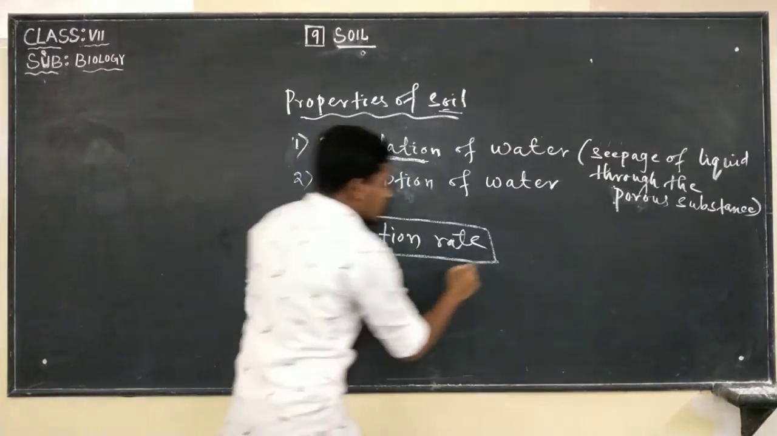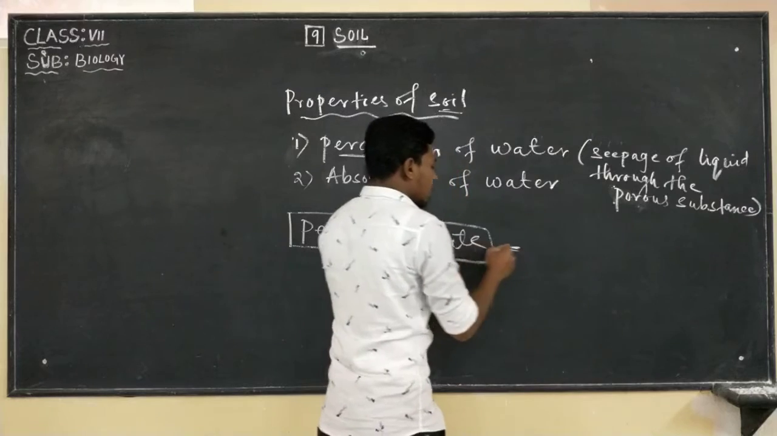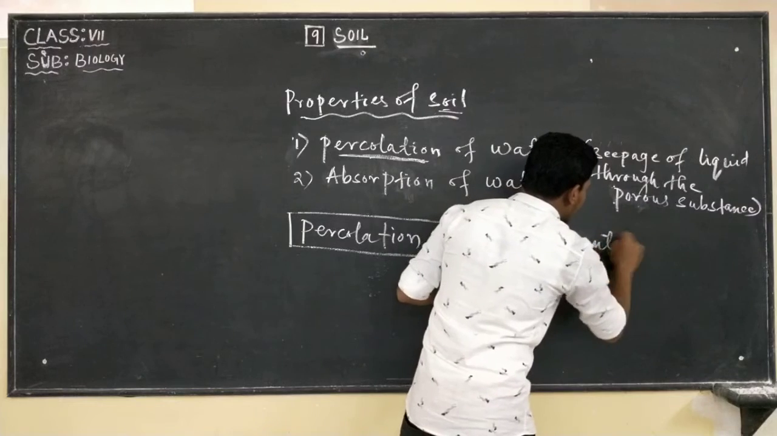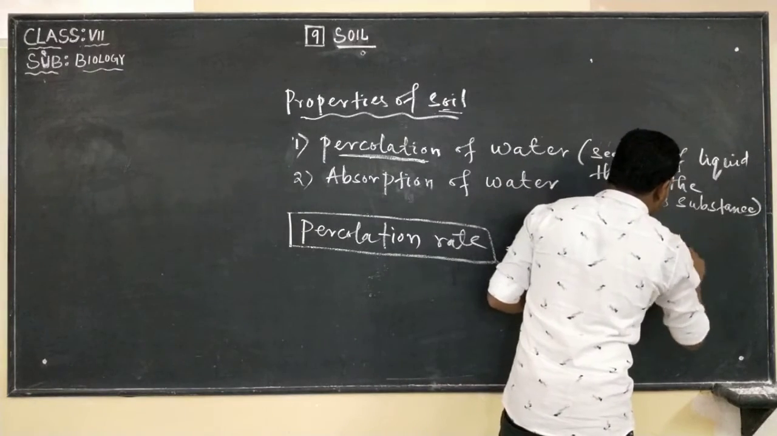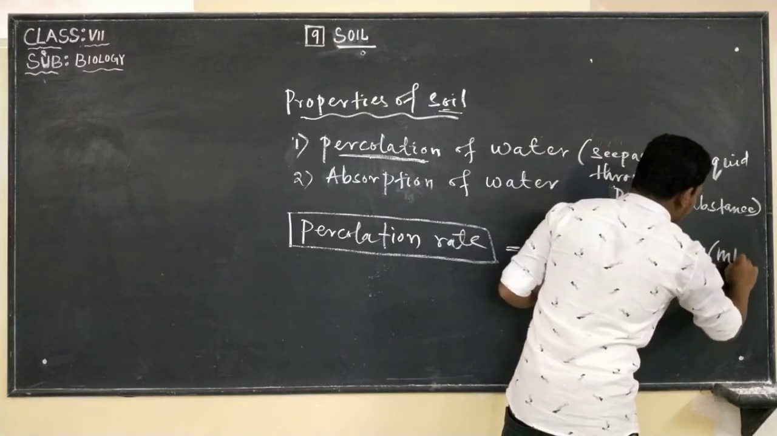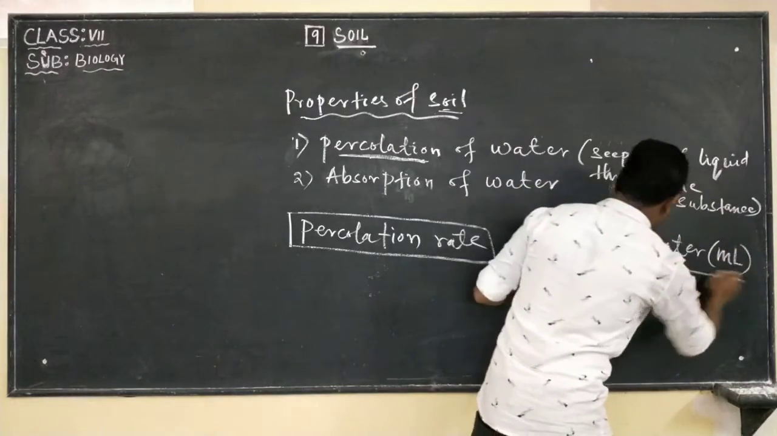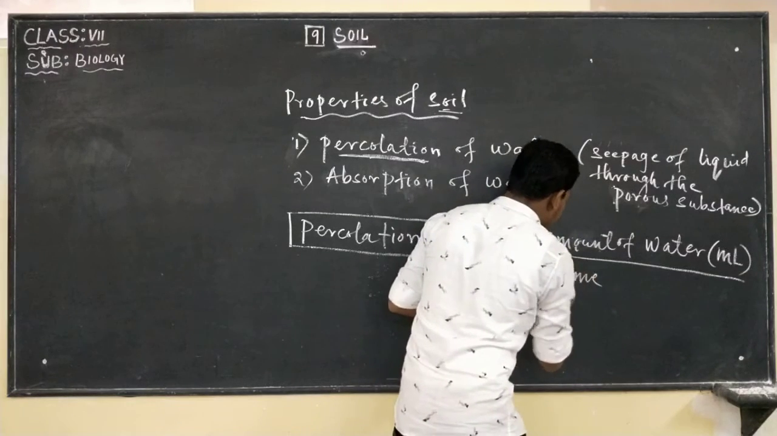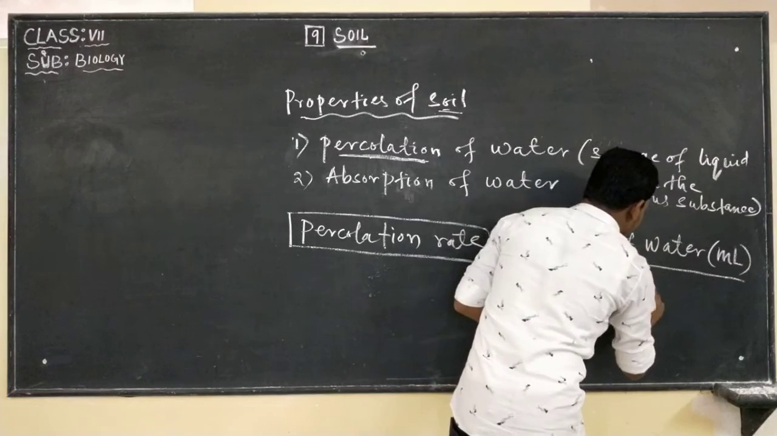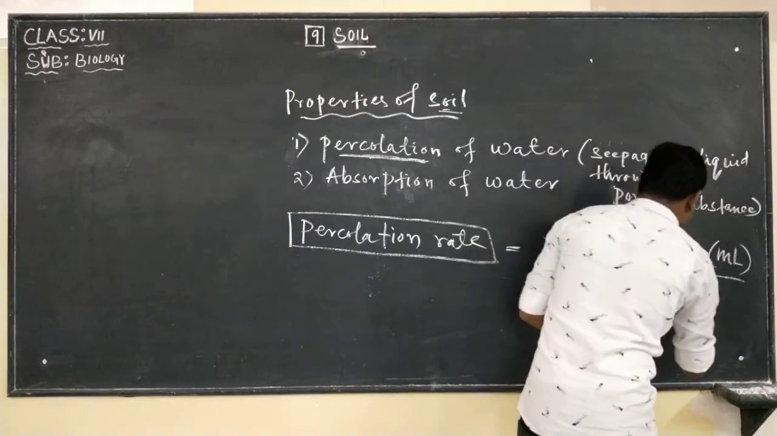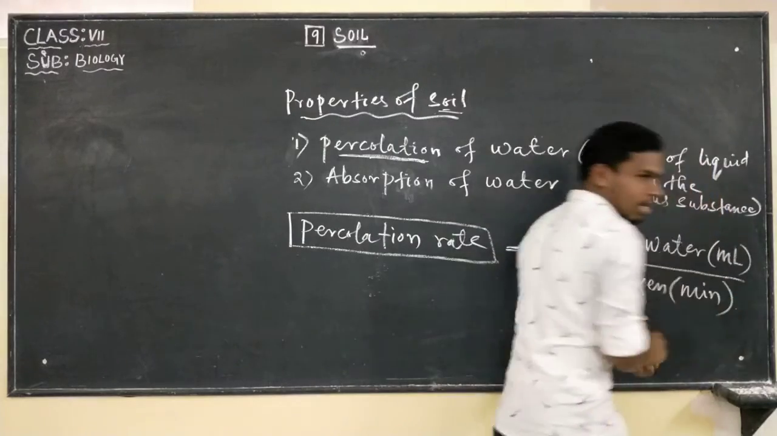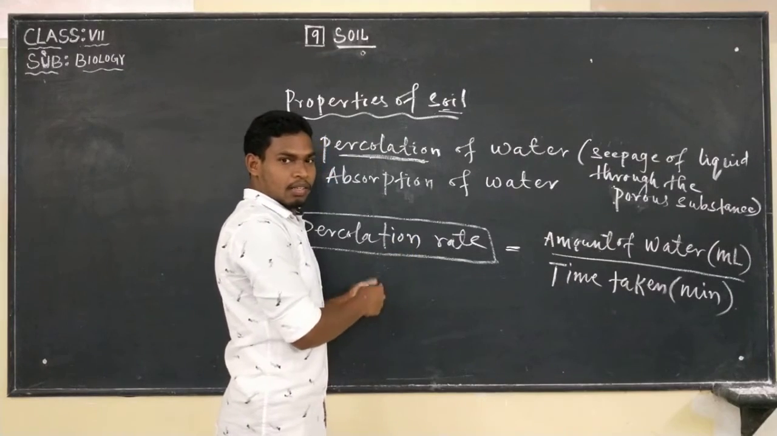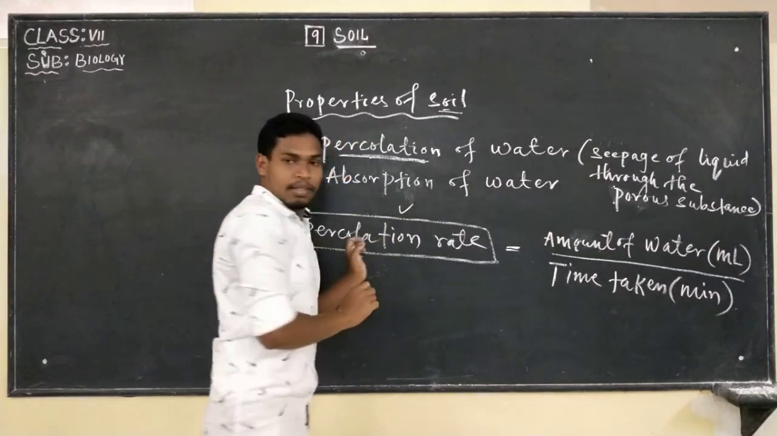Percolation rate is the amount of water in ml upon the time taken to percolate. That time is in minutes. So this is the formula. We will be solving some problems here.